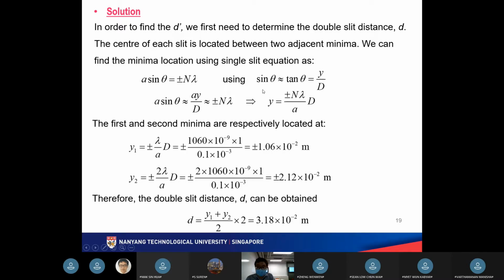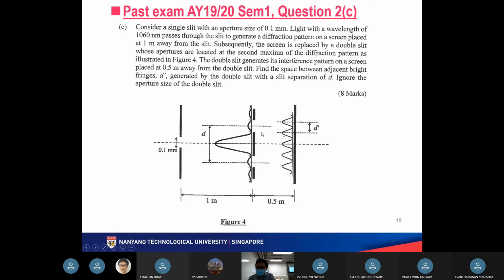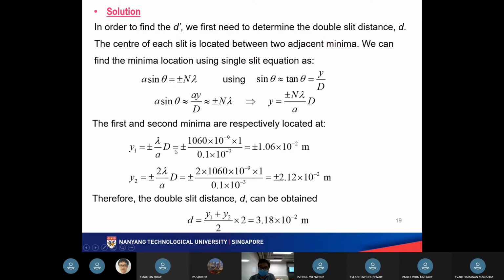So the dark fringe position for single slit is given by an integer m times lambda times d divided by A. As I said, these two are the first and the second dark fringe, so we set n equal to 1 and 2 respectively. This corresponds to n equal to 1, this corresponds to n equal to 2, so that you will be able to get the y coordinate for the first and the second minimum in the diffraction pattern.